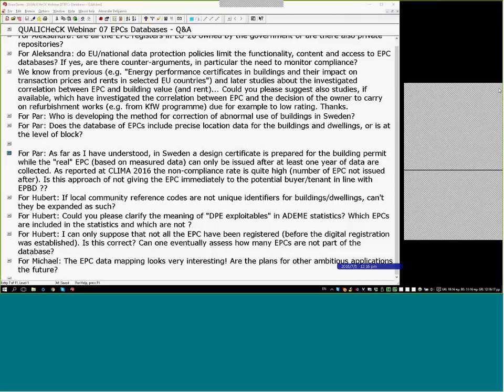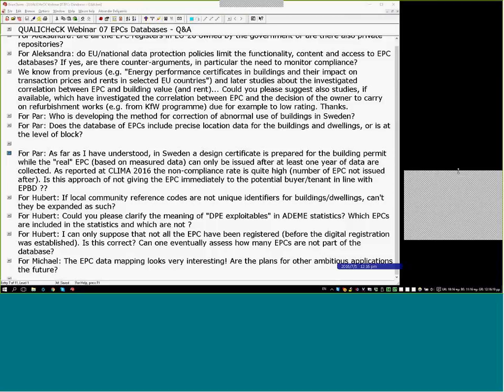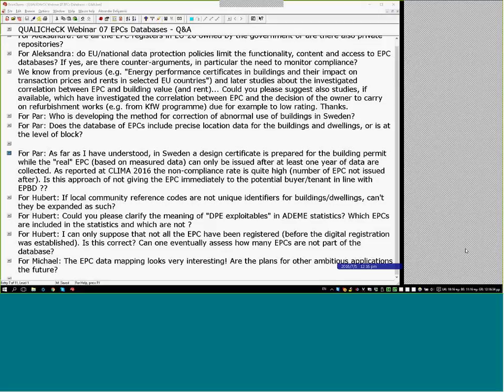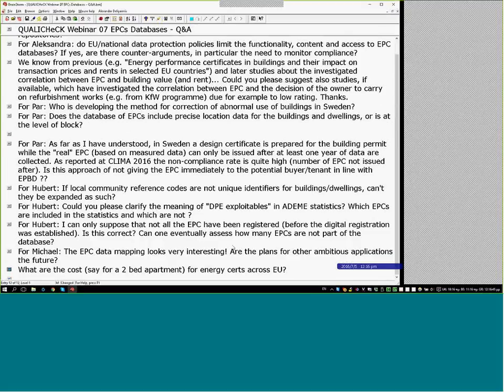Well, I can try to answer now. If this question regarding the design data and the real EPC, normally there is a provisional EPC issued when the building is built, when you don't have the measured energy use, and that can also be the case if the building is uninhabited, for instance. Yes, I think it is in agreement with the EPBD framework. Okay, thank you very much.